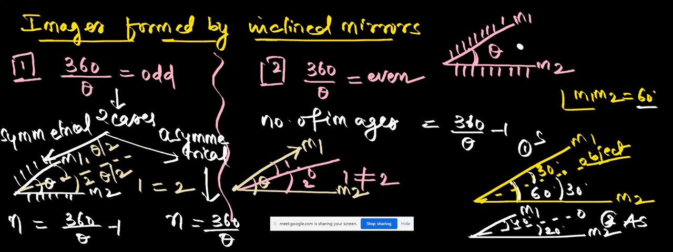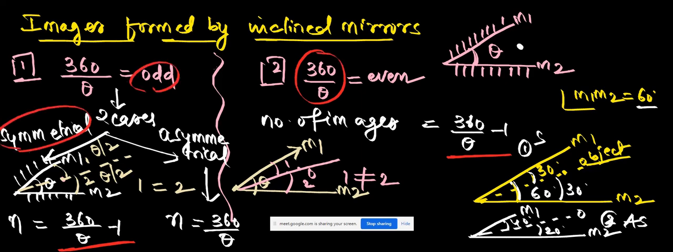So you just need to remember only two formulas: 360 by theta minus 1, and 360 by theta. When 360 by theta value is even, or odd but symmetrical, in both the cases it is 360 by theta minus 1. When 360 by theta is odd and asymmetrical, then only 360 by theta. Clear?